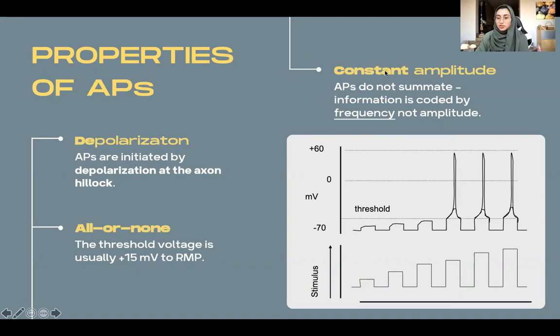So remember that action potentials start with depolarization at the axon hillock, okay? All or none, so either it happens or it doesn't. You just need to cross the threshold. All action potentials look the same. What determines the information coded is how many action potentials you have, not how physically big the action potential is, because the amplitude is constant.